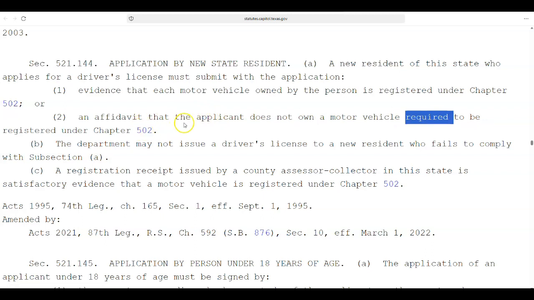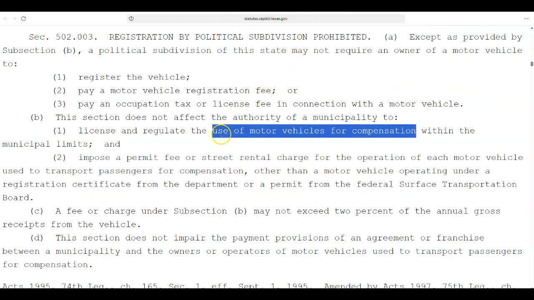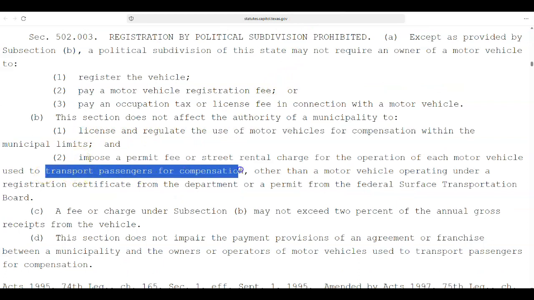Now, why would it say that? Obviously, it's because they're admitting that there are vehicles that are not required by law to be registered. And that would be for compensation only. Okay? It's simple. Too simple.